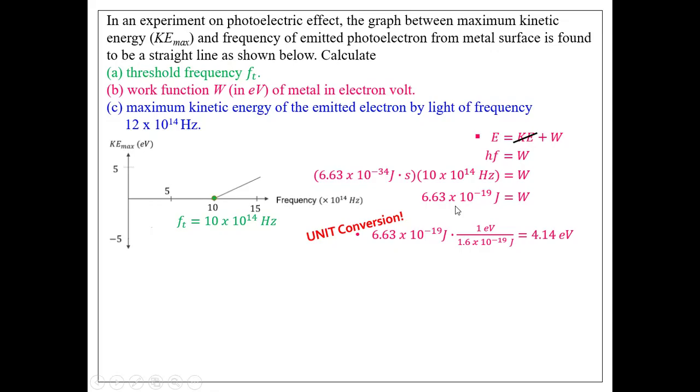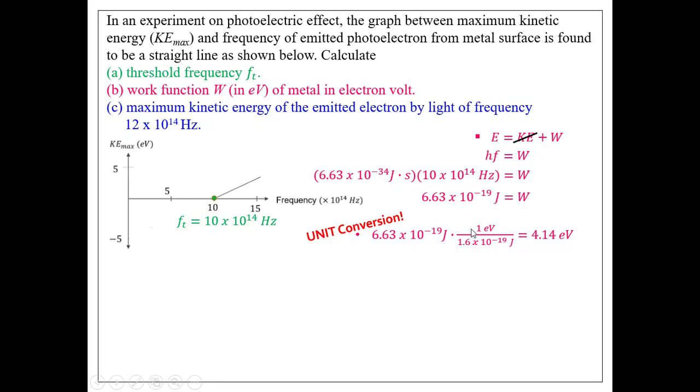Start with the joules value that you just calculated for the work function, which is 6.63 times 10 to the negative 19 joules. And then for every 1 electron volt, it is equal to 1.6 times 10 to the negative 19 joules. So make sure you put these values in the proper place in your conversion factor. Joules on the top, joules on the bottom cancels out. Once again, the exponent is 10 to the negative 19 on the top. You also have a 10 to the negative 19 on the bottom. So both of those will cancel out.